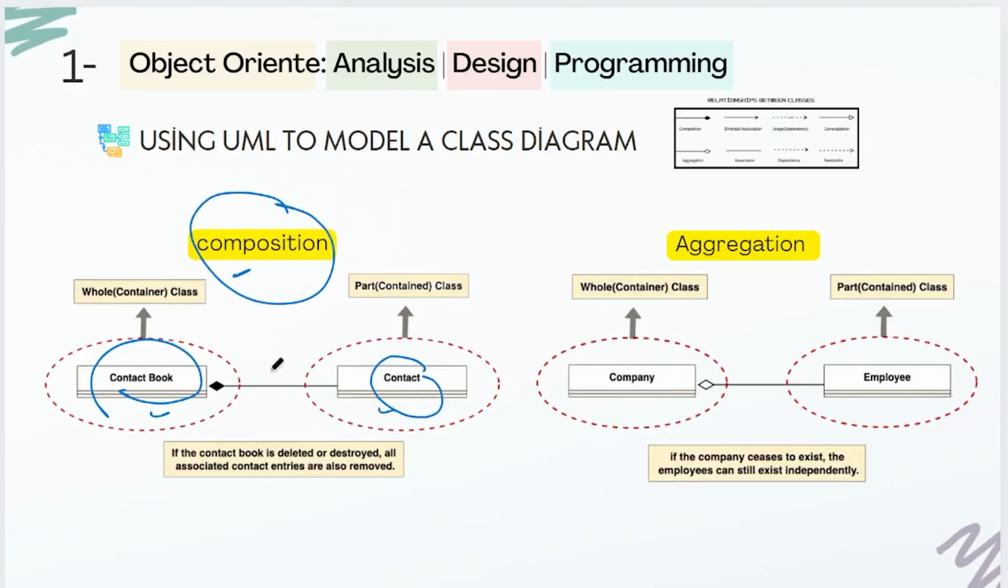It's very obvious here in this example. And we represent that by this drawing to say, well, the contact is associated to a contact book with a composition relationship through this closed diamond.